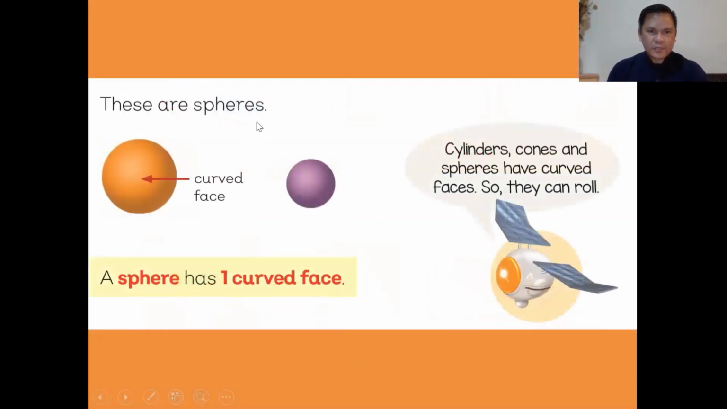Okay, these are spheres. Spheres have a curved face. Cylinders, cones, and spheres have curved faces so they can roll. A sphere has one curved face.